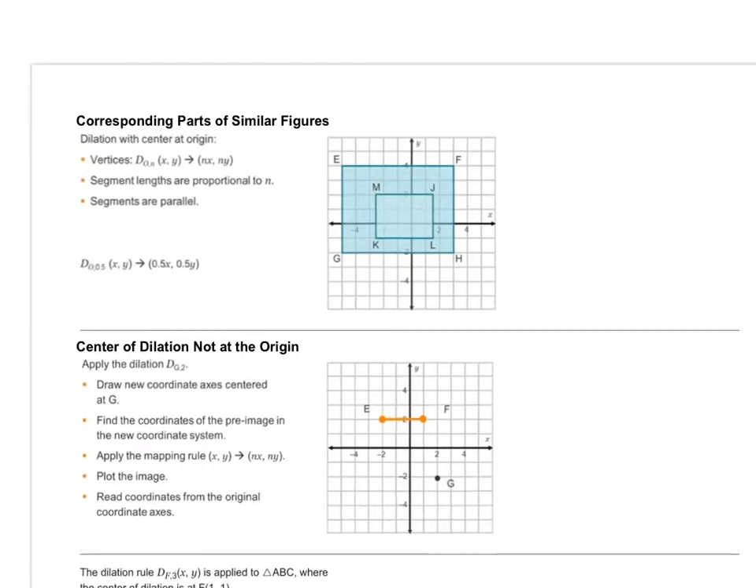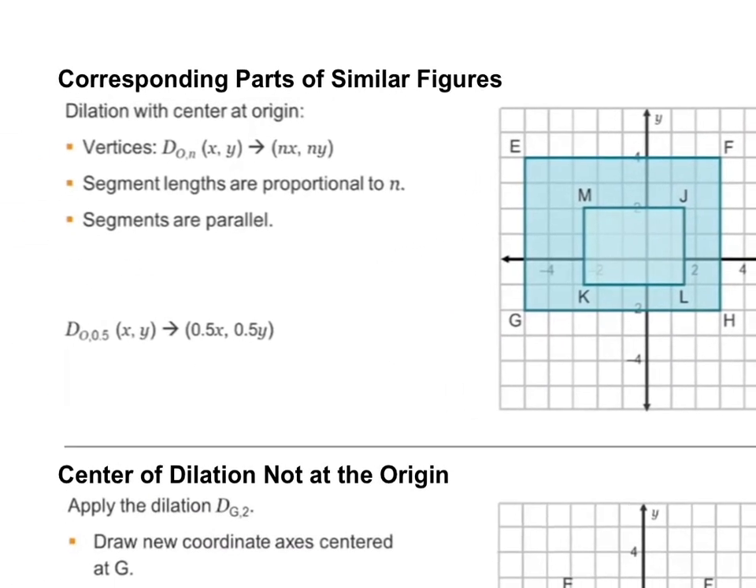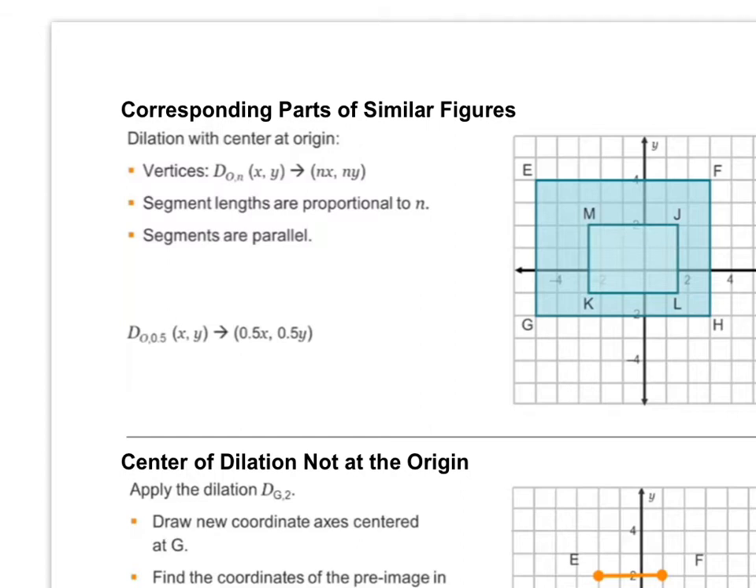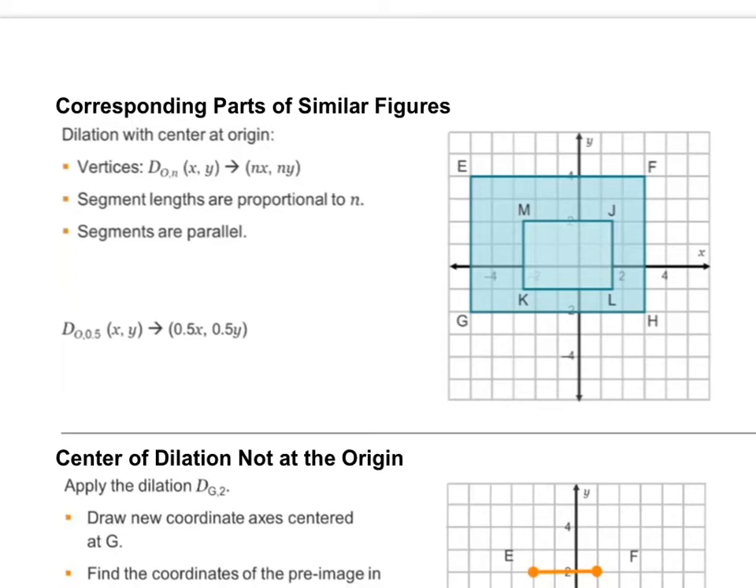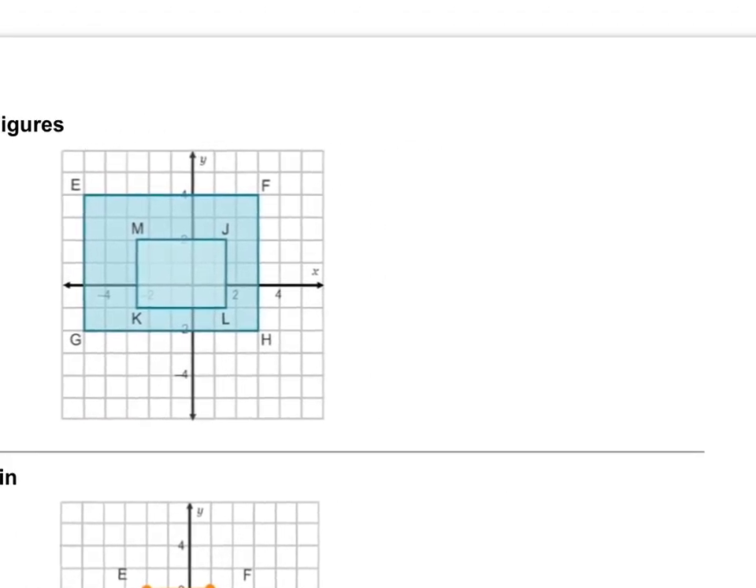All right, so let's talk about corresponding parts of similar figures. If we talk about dilations with the center at the origin, that means that we're going to have this transformation of a dilation about the origin of a scale factor of n. And to go from one point to the next, we take each of those values and multiply it by the scale factor. We know that the segment lengths are proportional to n, and we also know that the segments are parallel. So let's talk about corresponding parts.